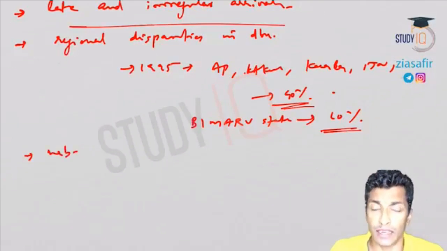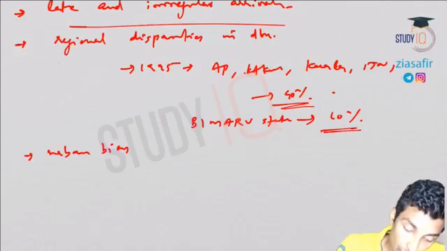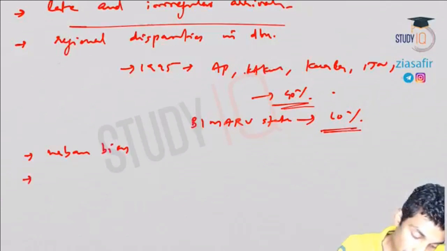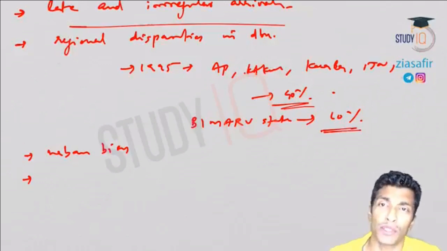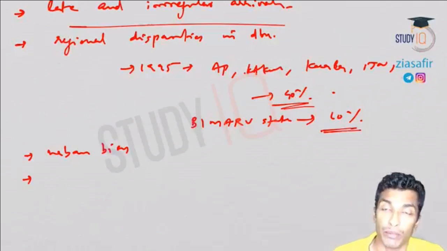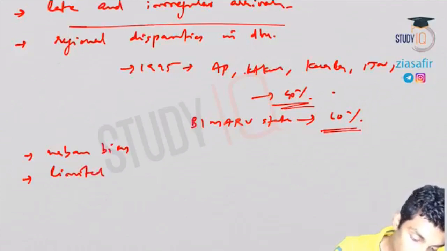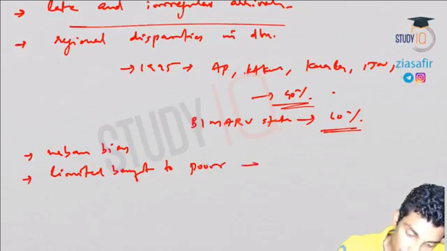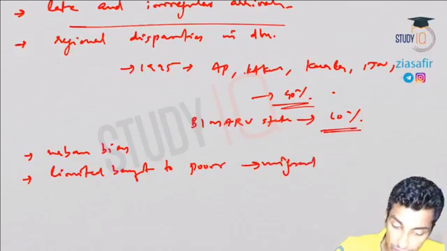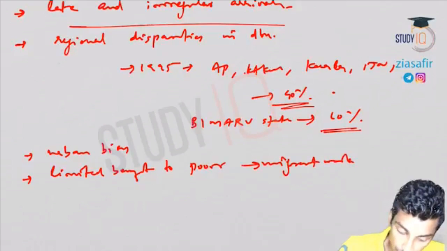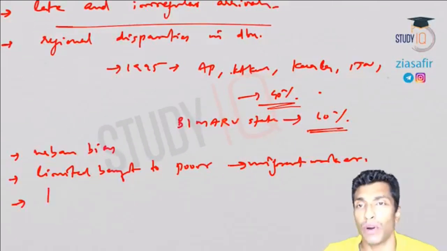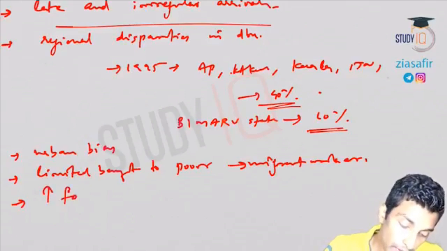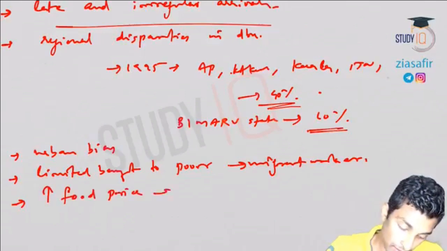Then urban bias in the initial phase, and limited benefit to the poor, especially migrant workers. Now that problem is going to be solved because of portability. Limited benefit to the poor, especially migrant workers and people who don't have proper address.